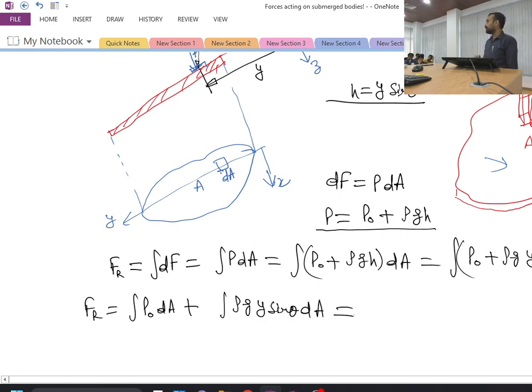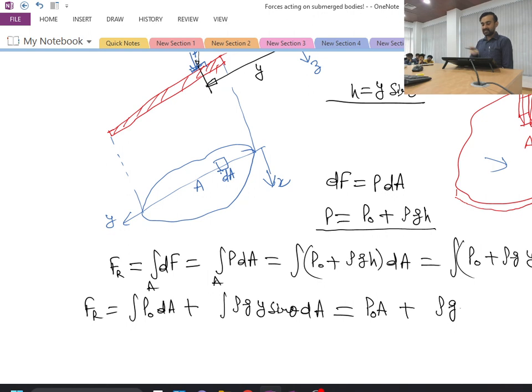If you clearly see, P naught is constant, so I will get P naught times the integral of dA. I am doing this surface integral over the area A, so P naught times A, plus rho g. I am considering that the liquid is of constant density, so rho and g are constant, and since it is a planar object oriented at some fixed inclination, sine theta will also be constant. So sine theta I also take outside, and within the integration I now have y dA.